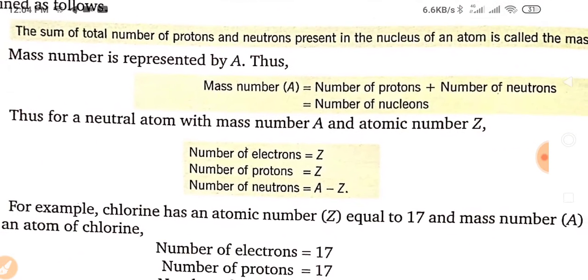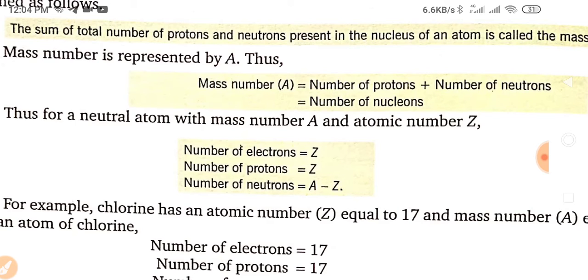Thus for a neutral atom with mass number A and atomic number Z, the number of electrons is equal to Z, the number of protons is equal to Z, and the number of neutrons is equal to A minus Z. Because to get the number of neutrons, we have to subtract the atomic number from the mass number.